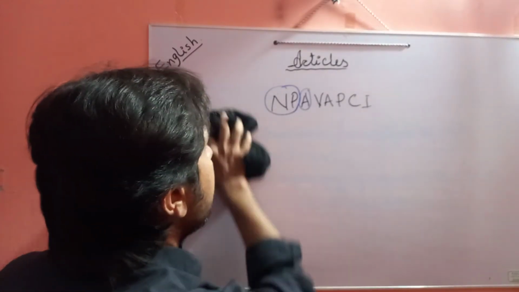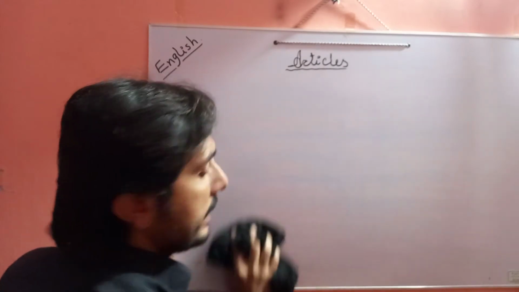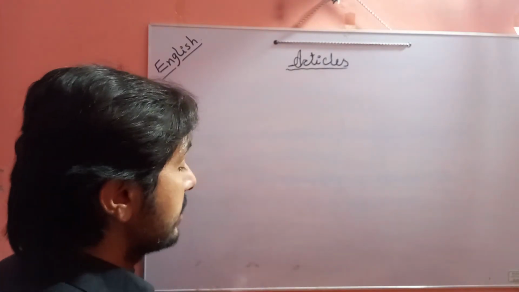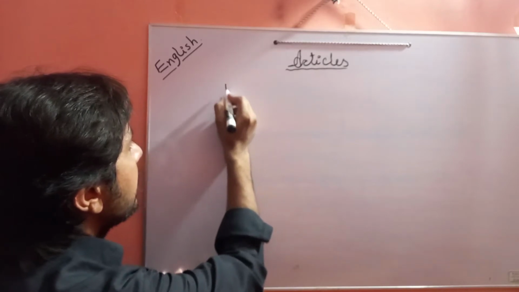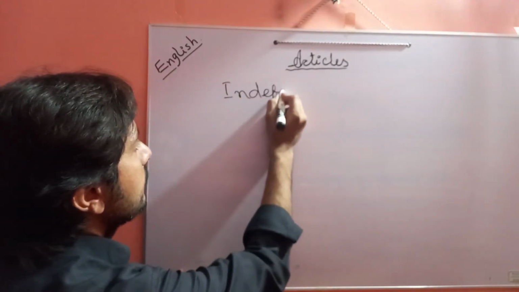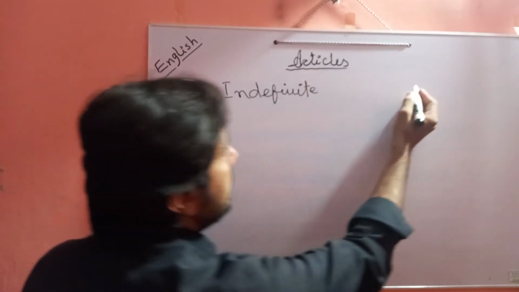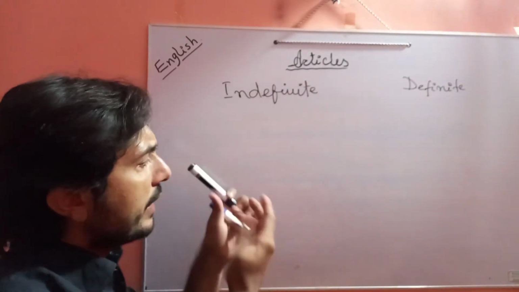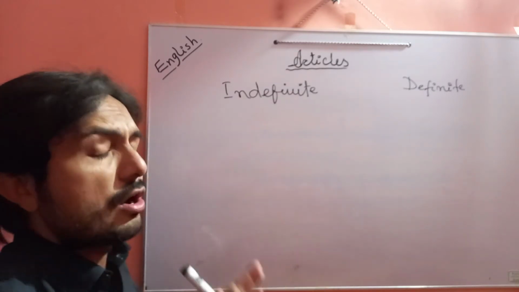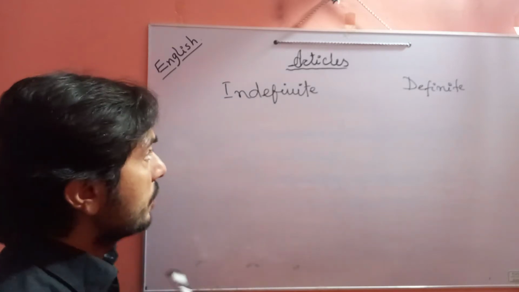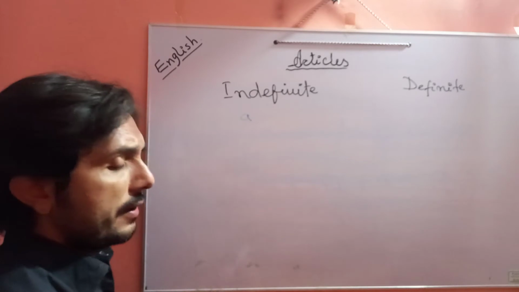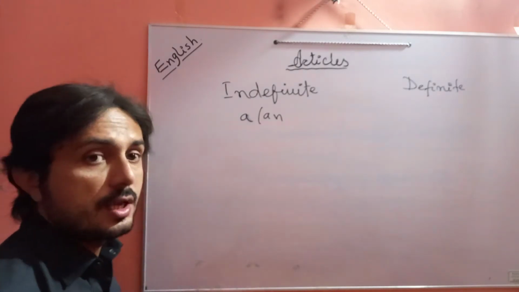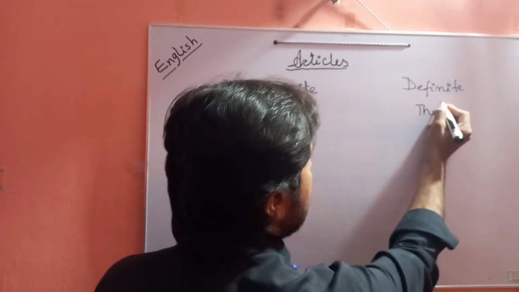Depending on their functions, as we discussed earlier, that they are used to specify the noun as specific or general, we have two types of articles. Number one is the indefinite articles, and number two is the definite article. It's much easier because it's a very old topic and we have been learning it since our first or second standard. Indefinite articles are the words a or an. They both are considered as the indefinite articles, while the word the is considered as the definite article.